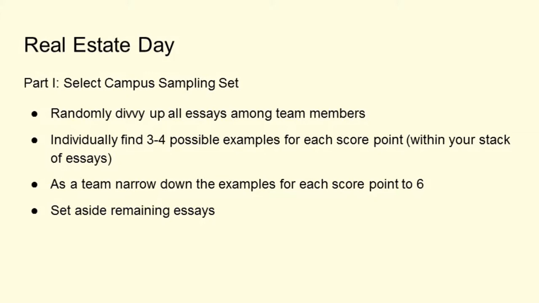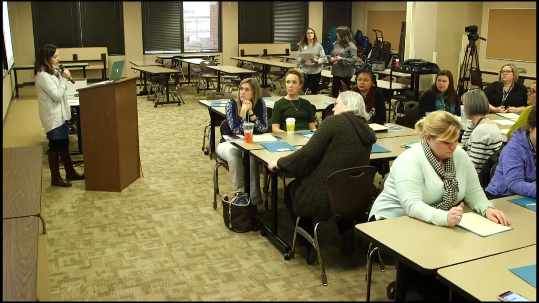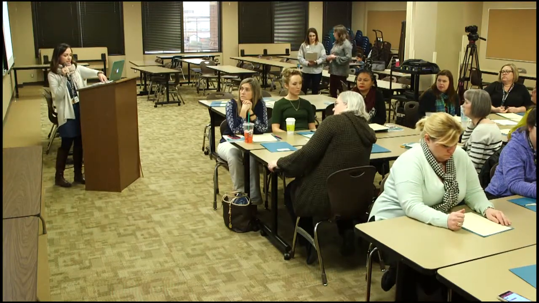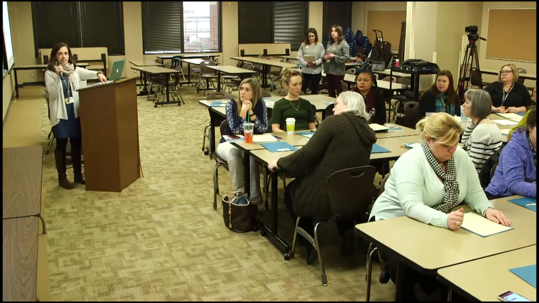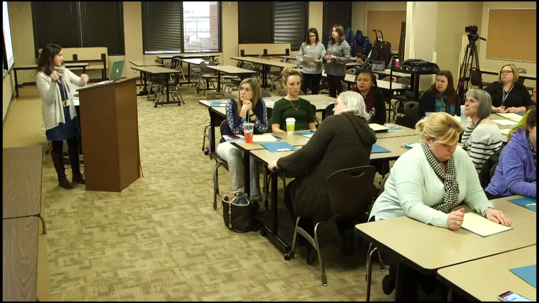First, you will randomly divvy up all the essays among team members. Then you will individually find 3 to 4 possible examples for each score point within your stack of essays. Then, as a team, narrow down the examples for each score point to 6. And then finally, set aside remaining essays. For today's purposes, we have a pre-selected campus sampling set, which are TEA released essays.